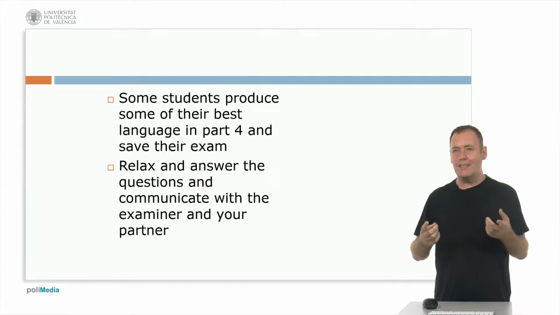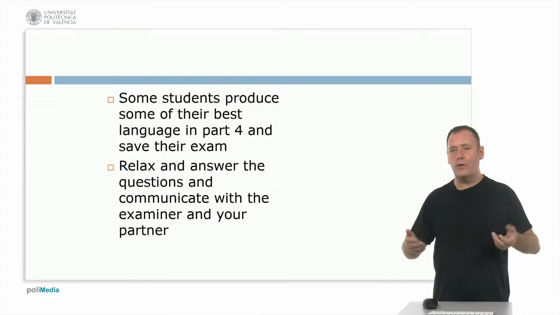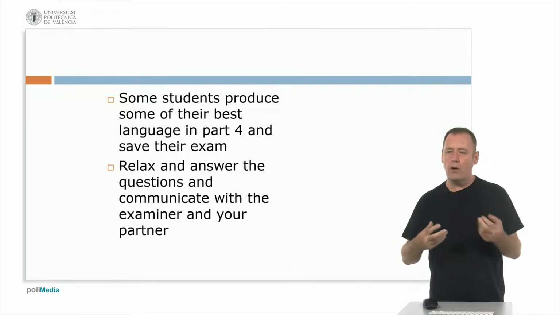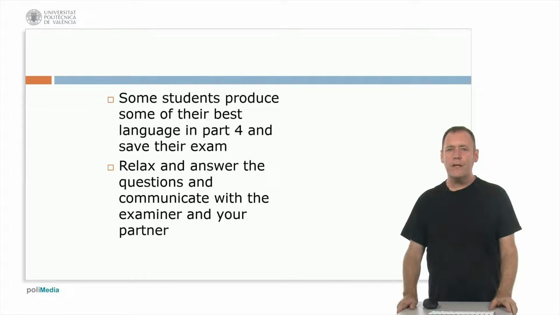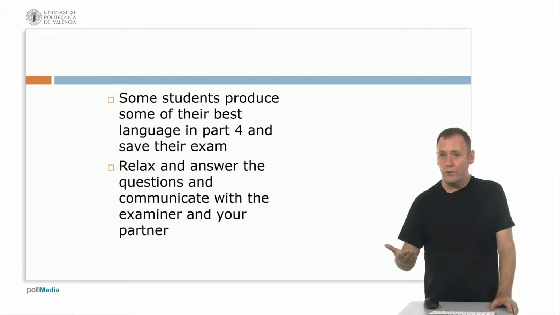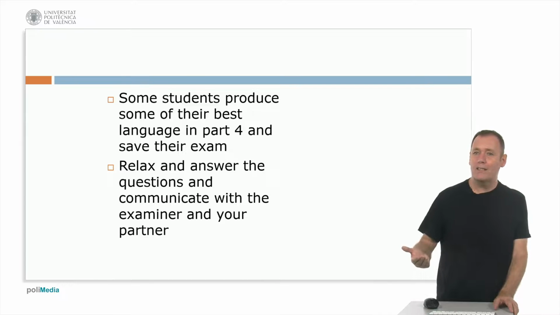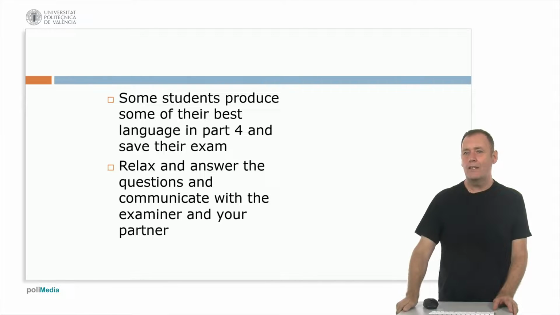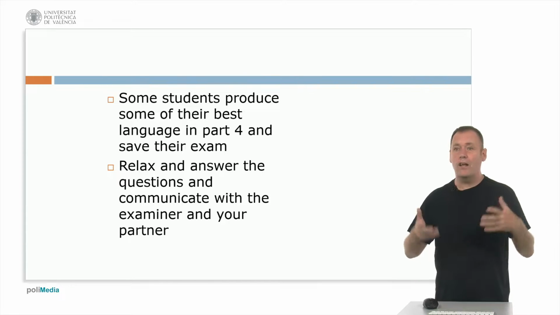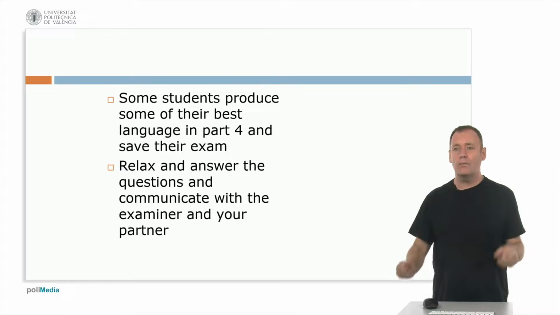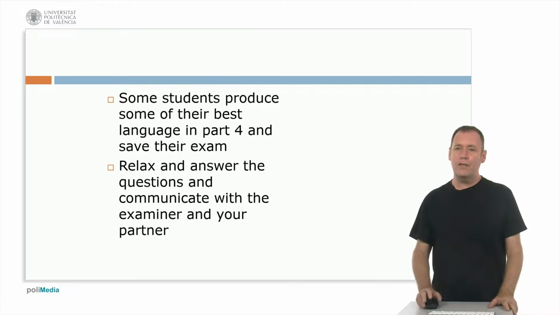But here's a chance for you to really talk, because the questions are a bit more complex, so you can show them more language. So, don't worry too much, again, about making mistakes. Relax, answer the questions, communicate. Show them that you're a B2. Communicate both with the examiner and with your partner. That's what it's all about. That's how you get good marks in the Tactless B2 speaking.